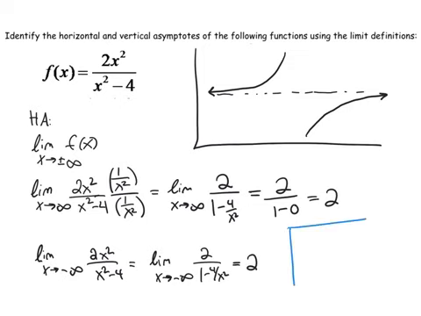So what I have is, since the limit as x approaches plus or minus infinity of f of x equals 2, there is a horizontal asymptote at y equals 2. Because again, this would be the y value that f of x is approaching.